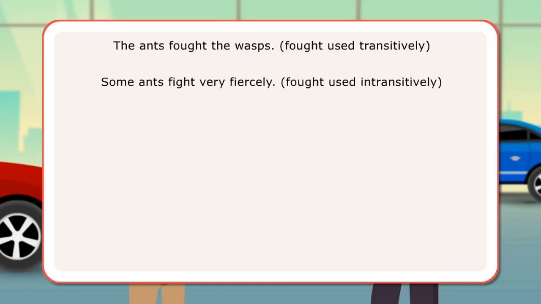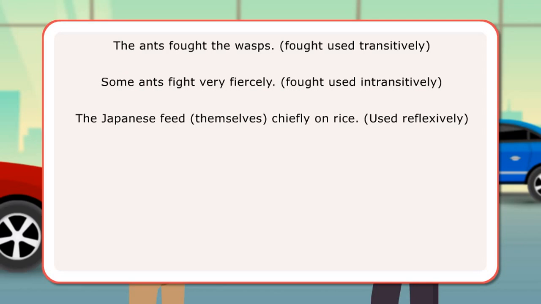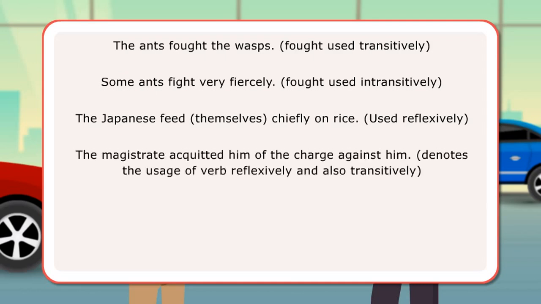Let us look at a few examples. The ants fought the wasps. Fought used transitively. Some ants fight very fiercely. Fought used intransitively. The Japanese feed themselves chiefly on rice. Used reflexively. The magistrate acquitted him of the charge against him. Denotes the usage of the verb reflexively and also transitively.